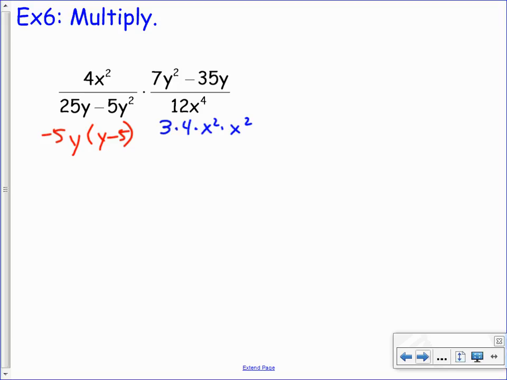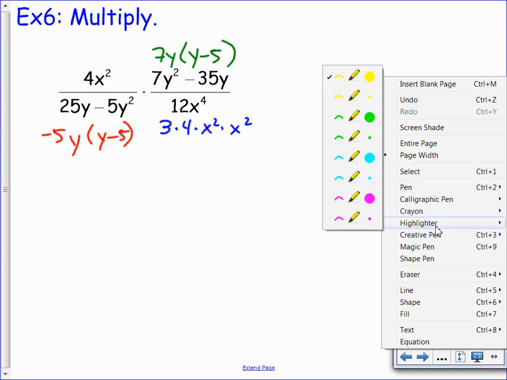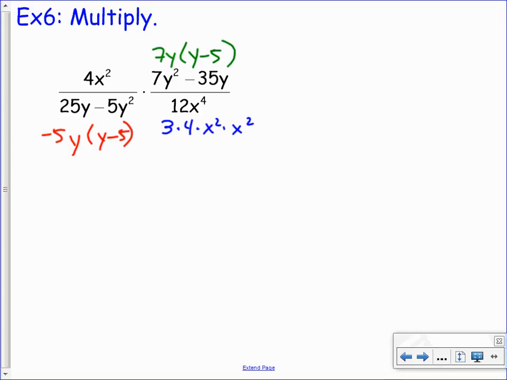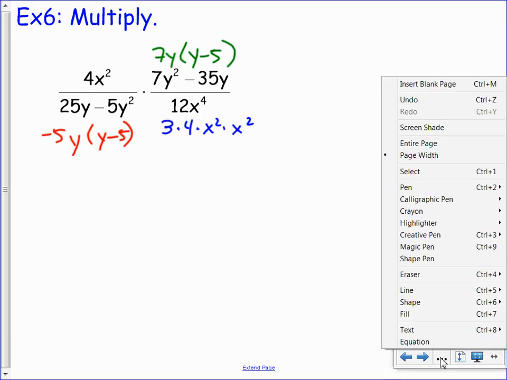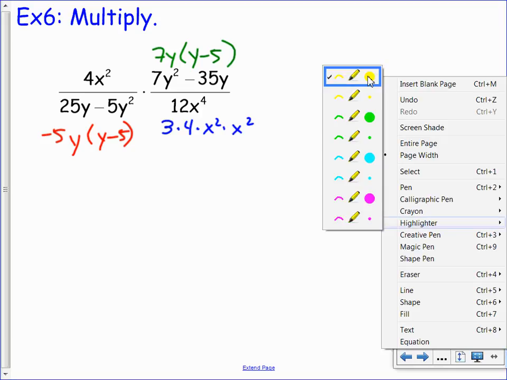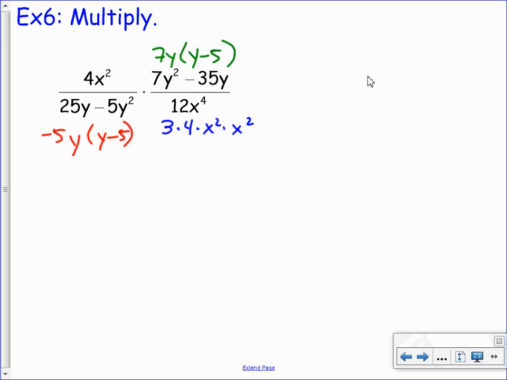Okay. Top right, GCF is 7y. At this point, it's just a matching game, right? Match a top to a bottom. 4 goes into 12, so you can just cancel all the 4s. If you want to break it up into 2s, that's fine, but 4 is a 4 is a 4. So the 4 cancels out.